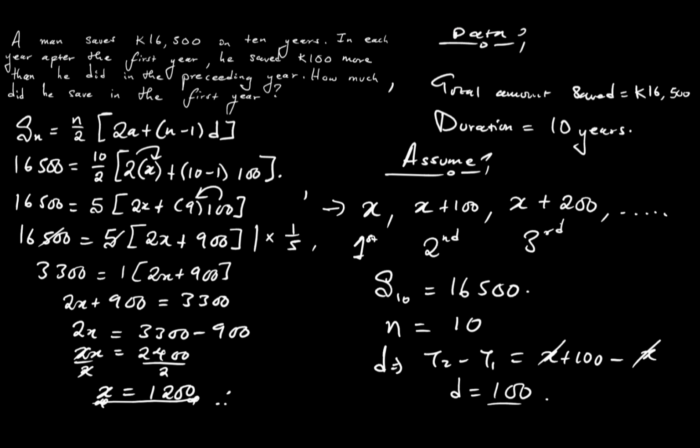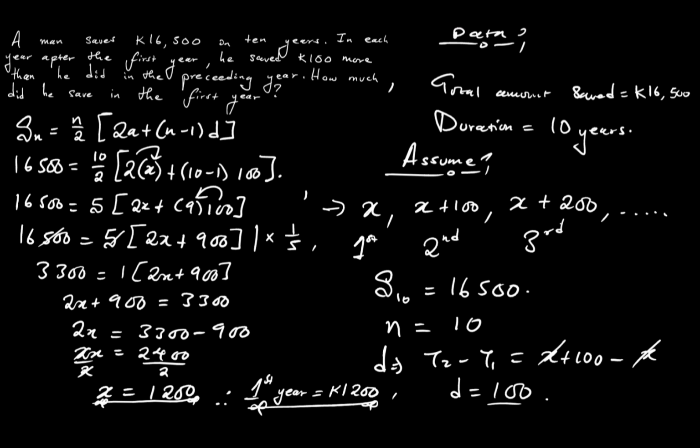So, which means that we have first year being equal to 1,200. Let's put it in kwacha form. 1,200 kwacha. And that's the amount of money this person had saved in the first year. I hope it's clear. Now let's look at a similar question like this same one.